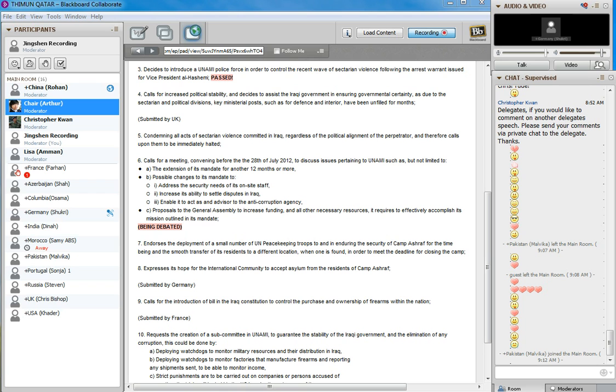Unfortunately, no, this delegate does not agree, because UNAMI is specific to the situation in Iraq and not pertaining to its relation to any other countries. Therefore, as the delegate of France has stated, pertaining to the relations of other countries in the Middle East, that would not be its main function, as its main function is to advise the Iraqi government, not keeping peace, but maintaining decorum in Iraq.